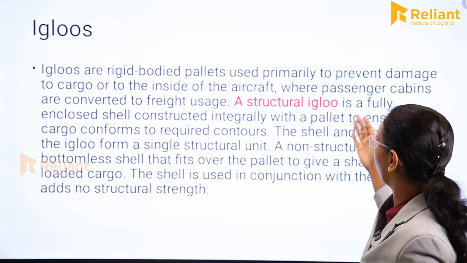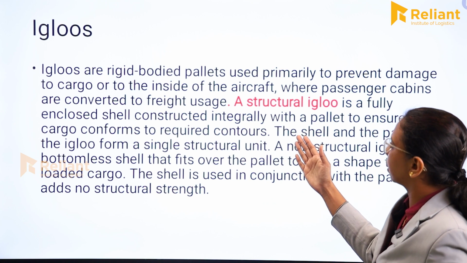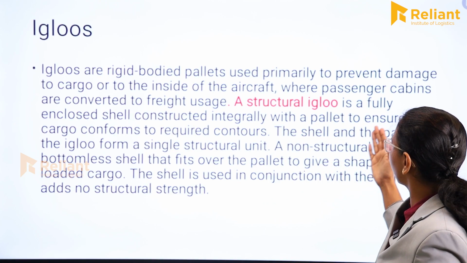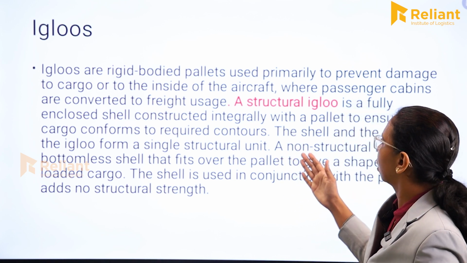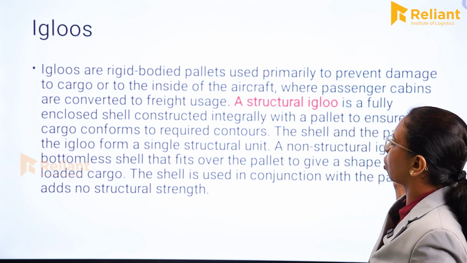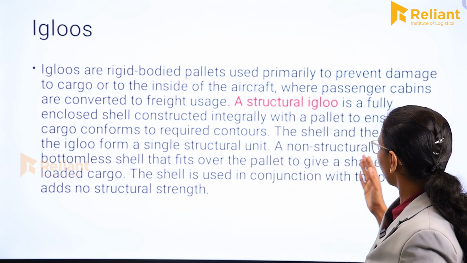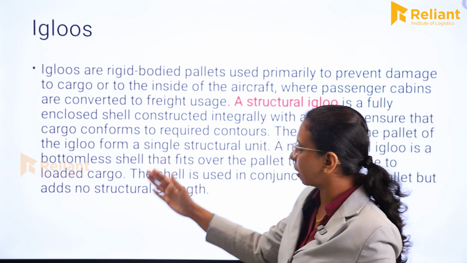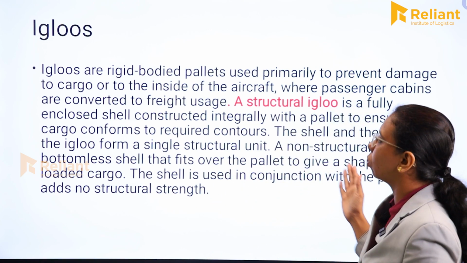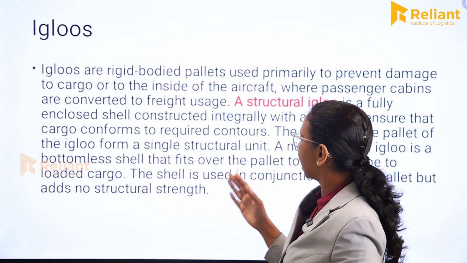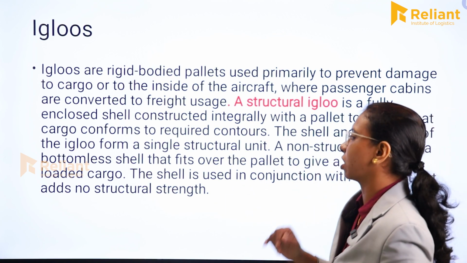A structural igloo is a fully enclosed shell structured integrally with a pallet to ensure that cargo conforms to required contours, and the shell and the pallet of the igloo form a single structural unit. A non-structural igloo is a bottomless shell that fits over the pallets to give a shape to loaded cargo. The shell is used in conjunction with the pallet but adds no structural strength.